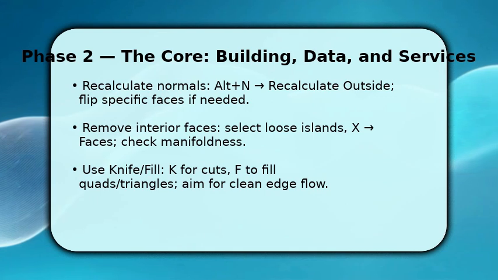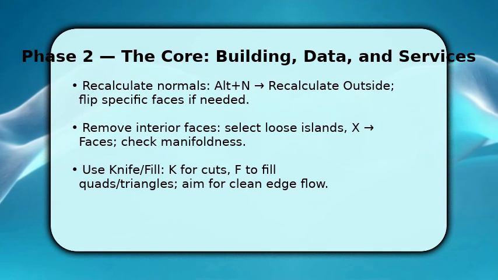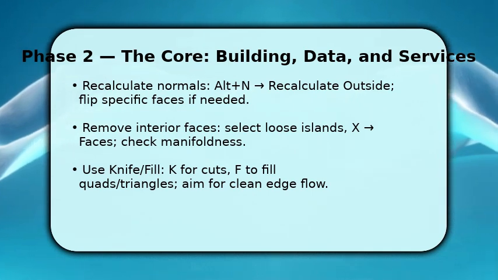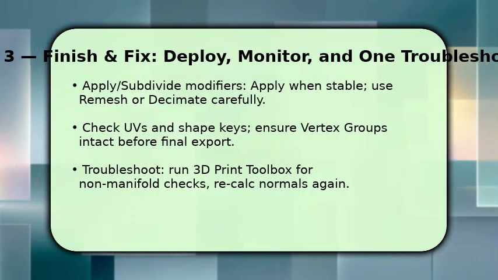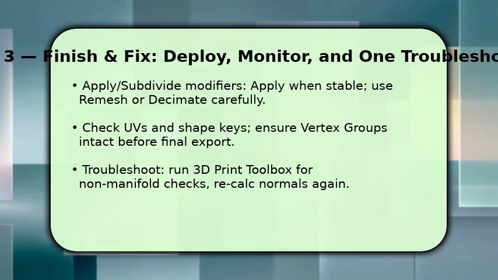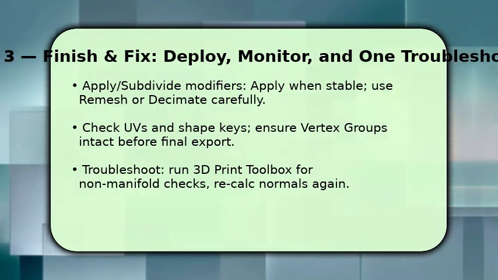Use the knife tool for controlled cuts and fill to rebuild clean polygons, aiming for even edge flow and avoiding long, skinny triangles. Proper topology prevents shading artifacts and keeps modifiers predictable. Finish by examining modifiers. Apply mirror, solidify, or Boolean only after topology is clean. Remesh or decimate at conservative settings to avoid losing detail.